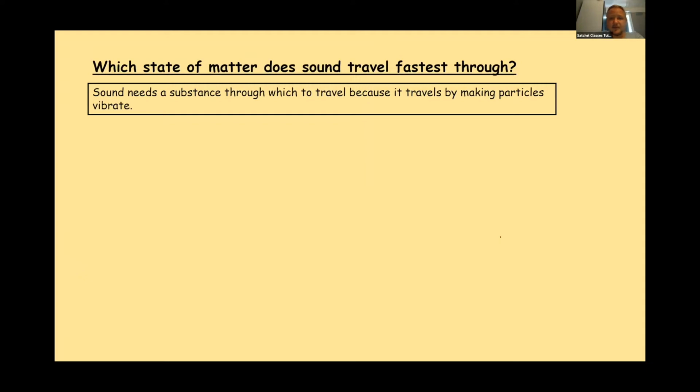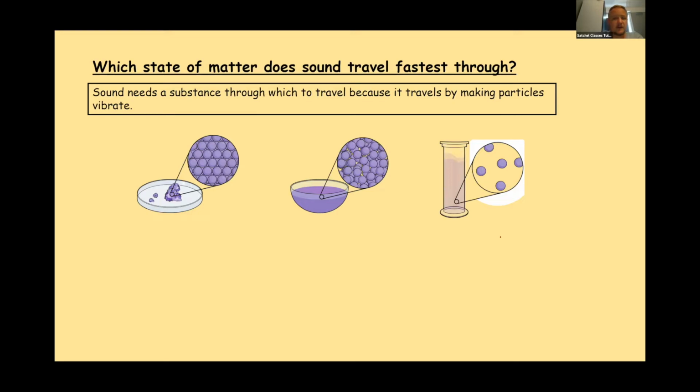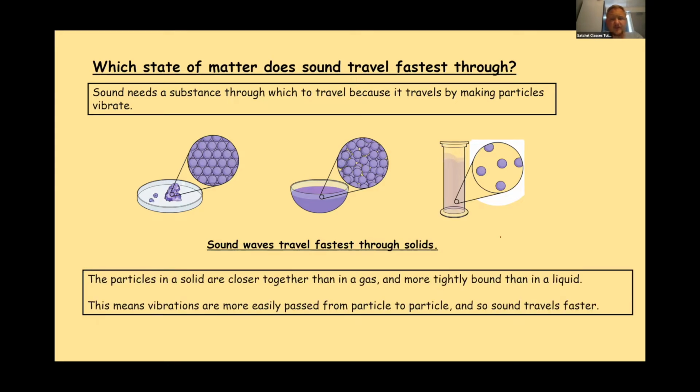So which state of matter does sound travel fastest through? Well, sound needs a substance through which to travel because it travels by making particles vibrate. It has to have something. There are three states: solids, liquids, and gases. Sound waves travel fastest through solids. The particles in a solid are closer together than those in a gas, and they're more tightly bound than those in a liquid. This means that it's very easy for the vibrations to be passed on from particle to particle, and sound travels much faster.